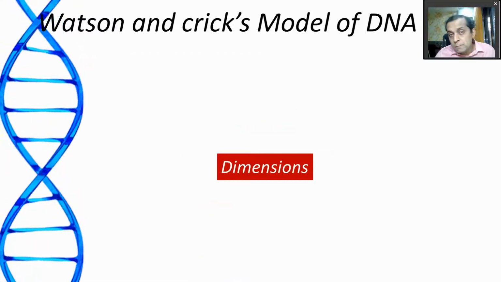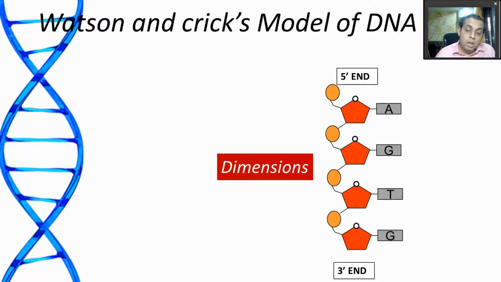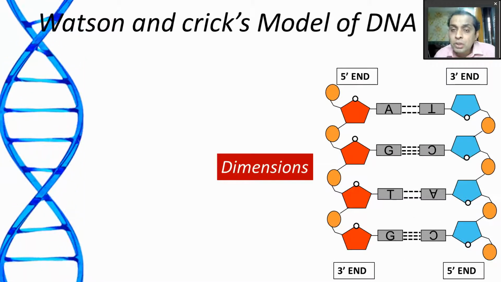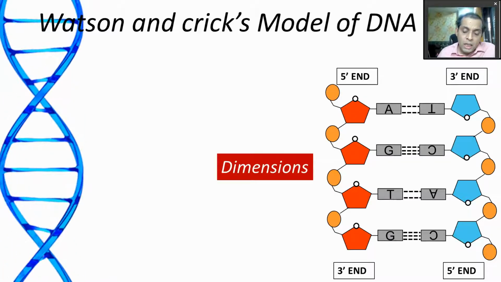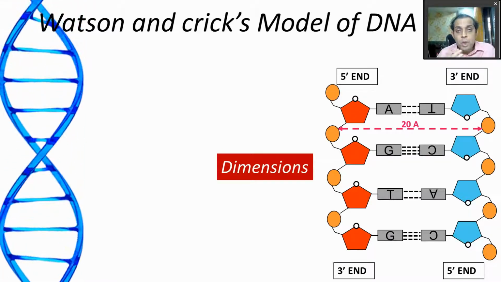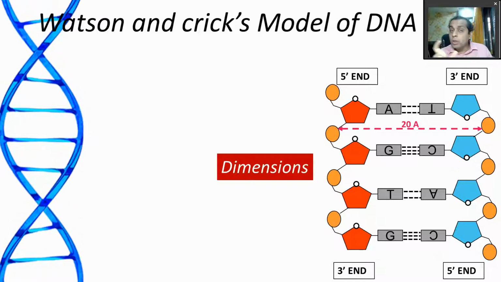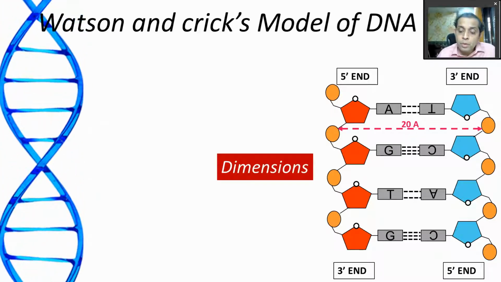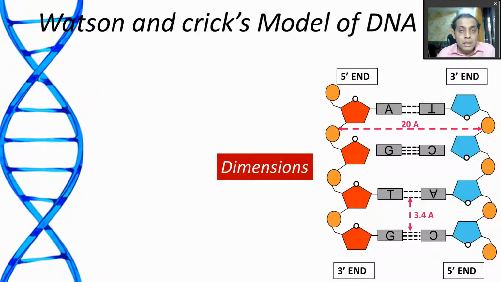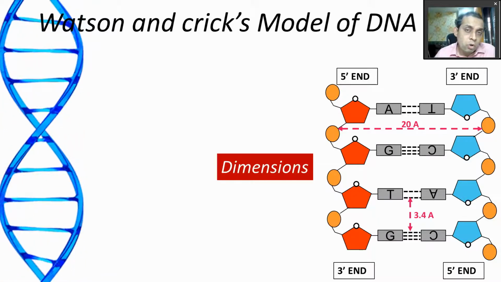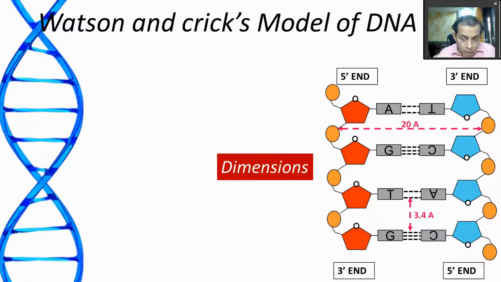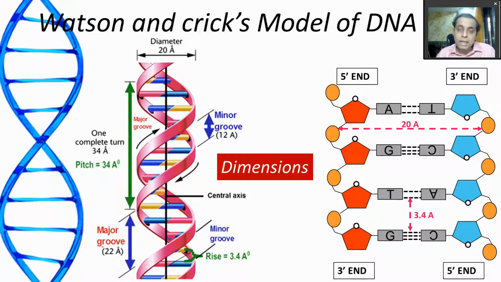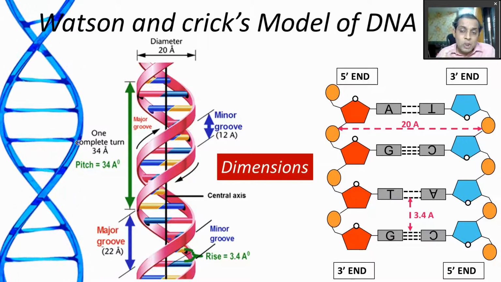The dimensions of the DNA structure. Watson and Crick have given accurate dimensions of the DNA. They have measured the distance between the two strands. Between the two strands, the distance is always 20 angstroms. Between the two pairs is always 3.4 angstroms. And in a helix, one helix is equal to 10 such pairs.